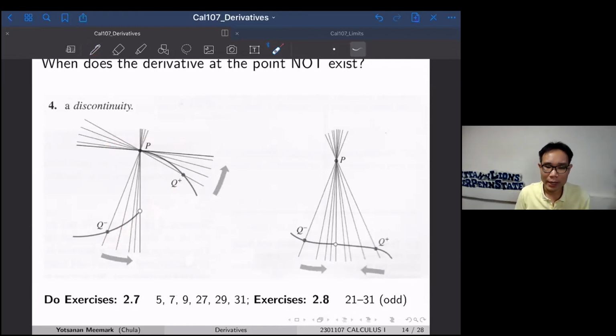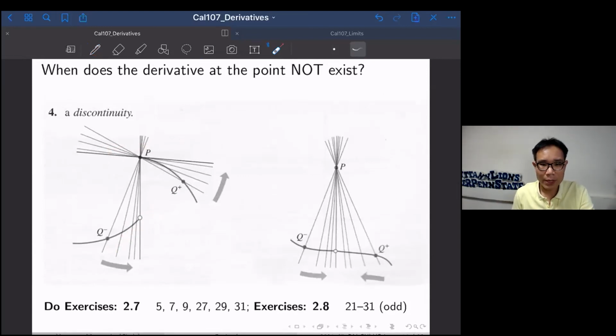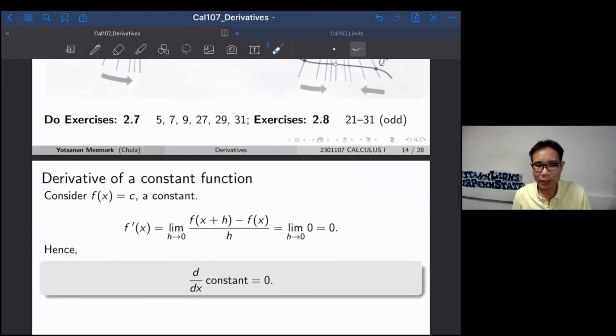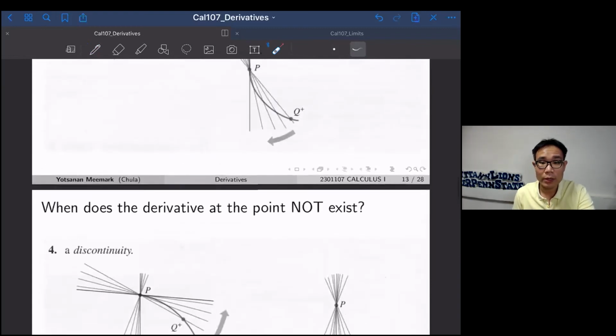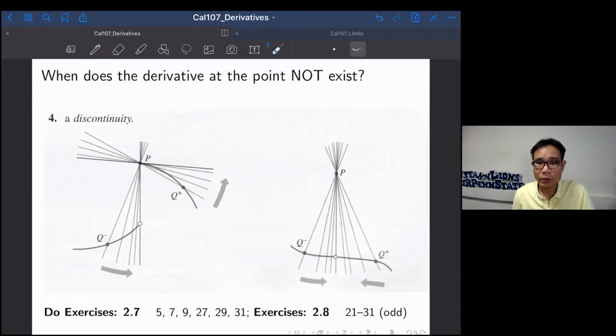Okay, so that's it for this video, and we're going to have the next one about how to differentiate using formulas. We're going to learn how to differentiate a constant, sine, cosine, and e to the x, and then we're going to discuss the formulas for finding the derivative of the sum, the difference, the product, and the quotient of functions later. Okay, so that's all for this one.